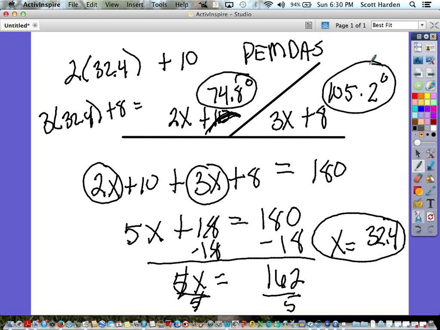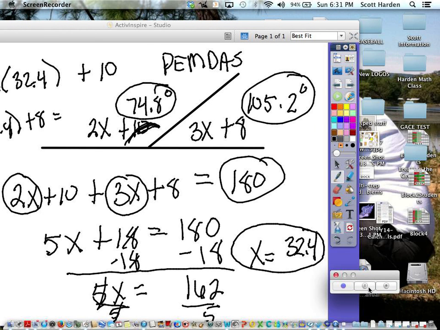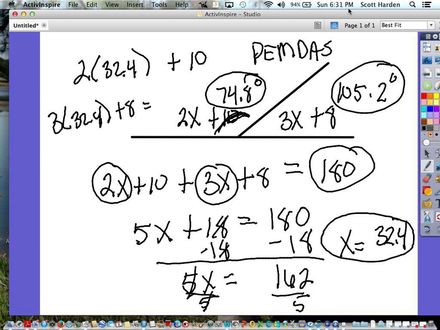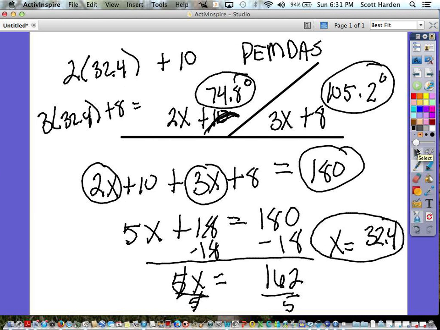We can check our work by adding 74.8 to 105.2 to see if that equals 180 degrees. And if we check our answer, we see that we do add up and get that. Now, we worked the supplementary problem.